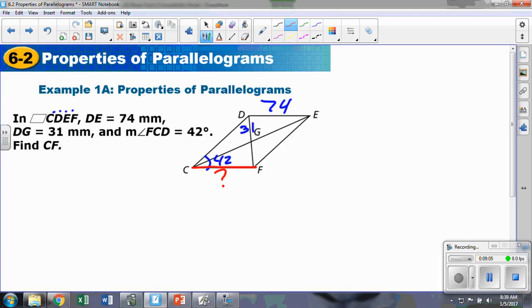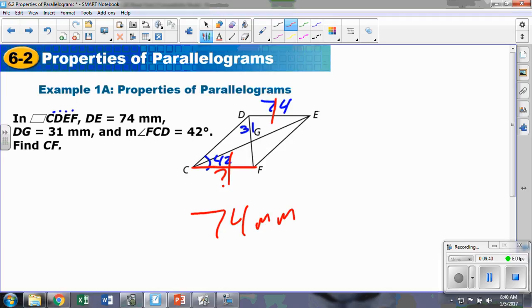Well, which one of our facts are relevant? Are we using information about opposite sides? Are we using information about opposite angles, consecutive angles, or diagonals? Everything you're doing is going to boil down to one of those four facts. So which one is appropriate? Well, since this is a side, it makes sense that we should consider sides. The opposite sides will be the same. That's 74 millimeters. Done.